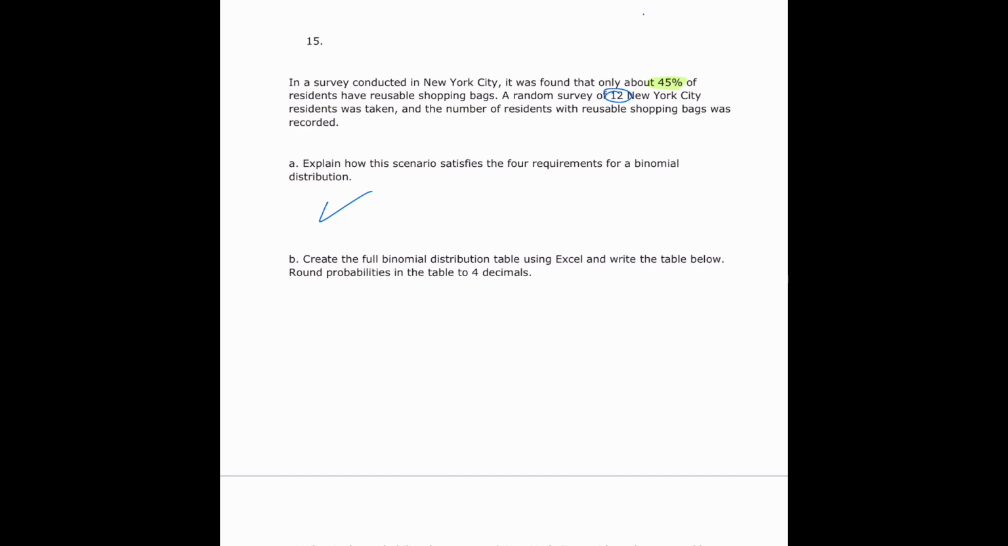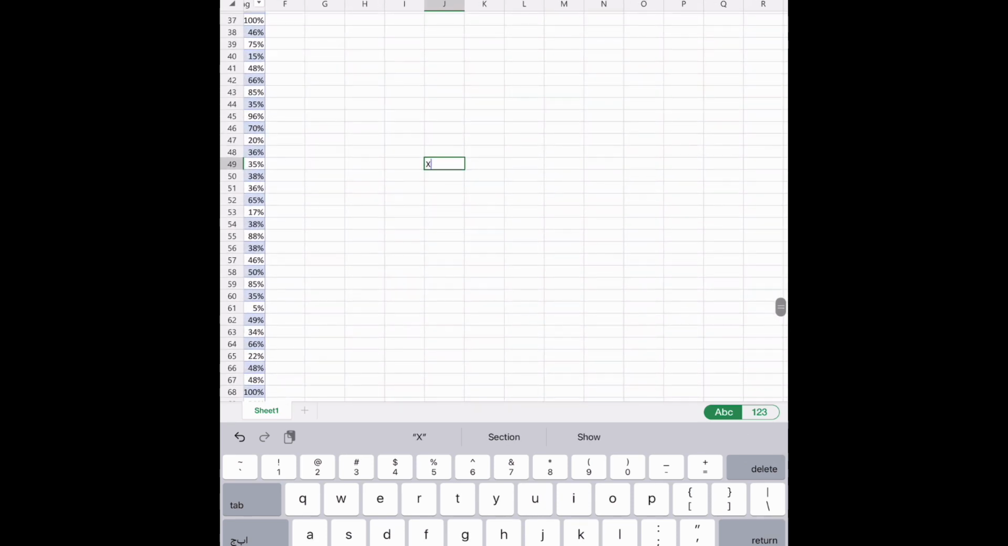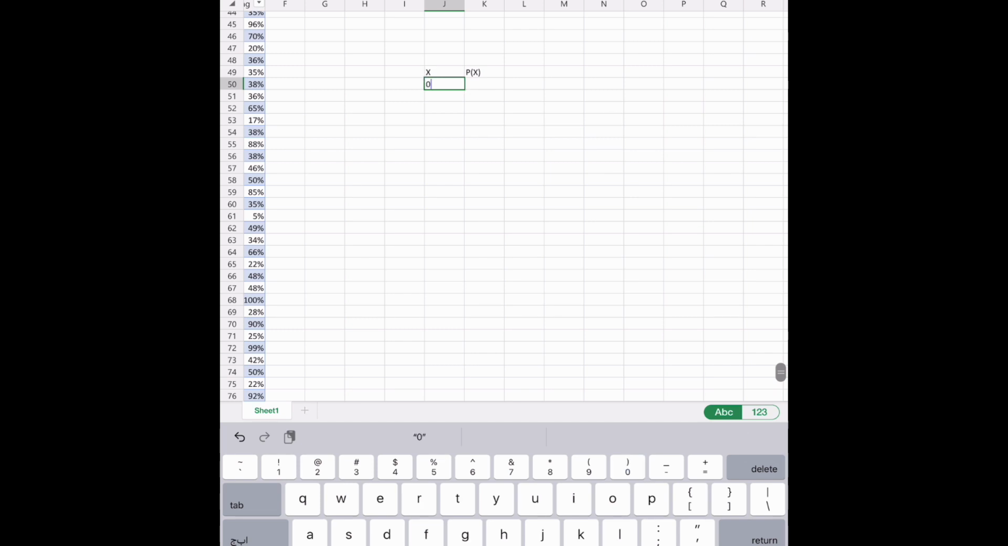Create a full binomial distribution table using Excel and write the table below. Round probabilities to 4 decimals. So what we need is the number of trials, which is 12, and P, which is the probability of success, 45%. To do that in Excel, you're going to go on any sheet and type X and then P of X. You don't need to type that, but just for the sake of making it nice, I'm going to do it. And then the trials are from 0 to 12. So 0, 1, 2, 3. I'm going to select all of that and then fill, all the way until I have 12.